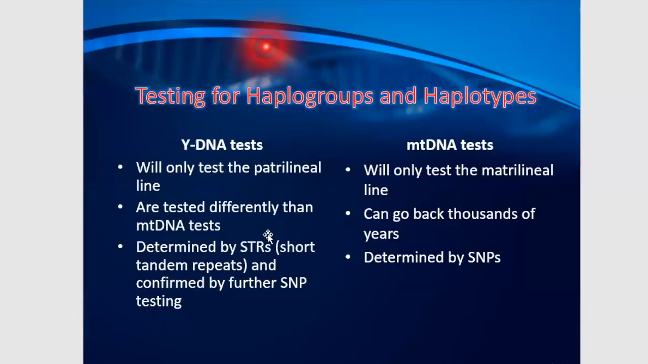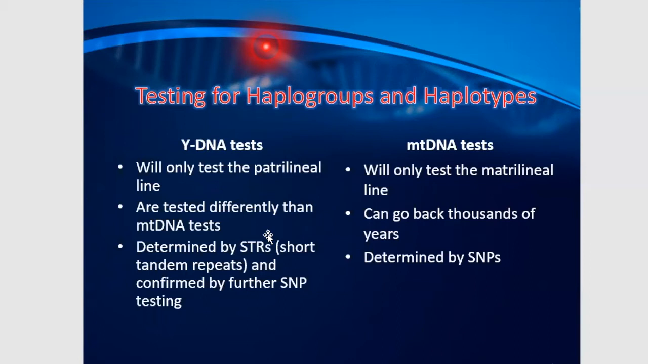So we talked just a moment ago about haplogroups and haplotypes. These are determined by your Y and your mitochondrial DNA tests. You get one of each from your parents. The Y DNA tests are just what they sound like. They will only test your patrilineal line, and they are tested differently than mitochondrial DNA tests. They are determined by short tandem repeats and confirmed by further SNP testing.